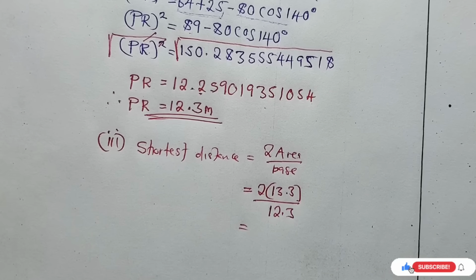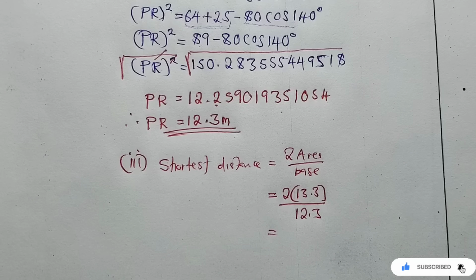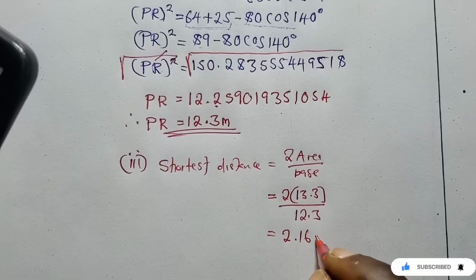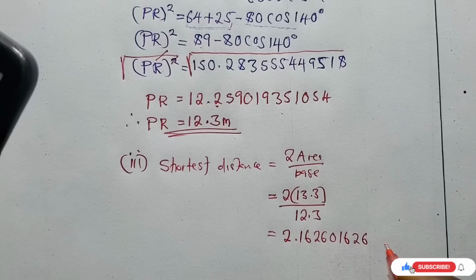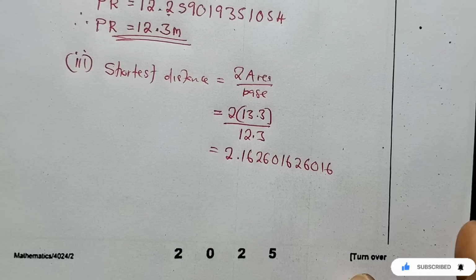12.3. So let's do everything here. Let's punch everything in the calculator. 2 times 13.3k divided by 12.3. This is giving me 2.16216262016. Okay, so let's leave it to three significant figures.